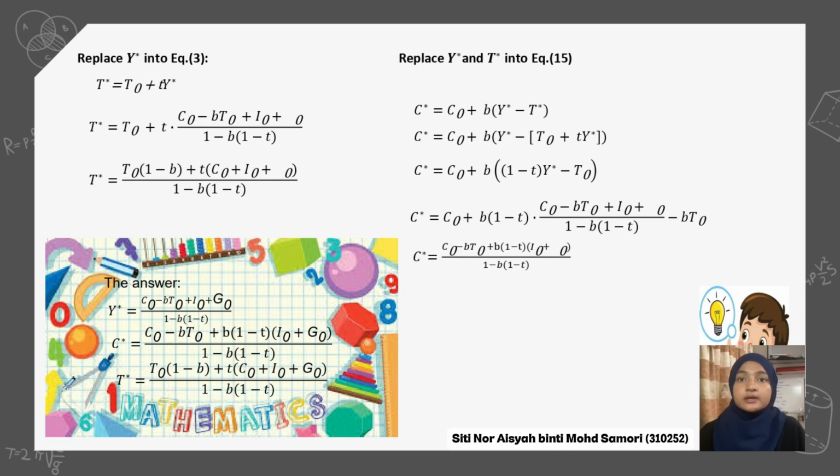Finally, we divide both sides by 1 minus B times 1 minus T to obtain equilibrium income. So Y star equals open bracket C sub 0 minus B T sub 0 plus I sub 0 plus G sub 0 close bracket divided by open bracket 1 minus B times open bracket 1 minus T close bracket close bracket.